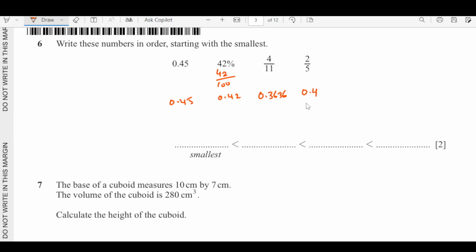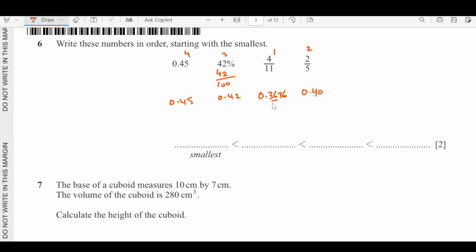Okay. Now we see which one is the greatest one here. The smallest, sorry, starting with the smallest. So you see, this is 0.36, 0.40, this is 0.42, this is 0.45. So this one is the first one here, and then the second one is 0.40, which is going to be this one, and then 0.42 and 0.45, right? Because the whole part is 0, we will just look at the decimal part.